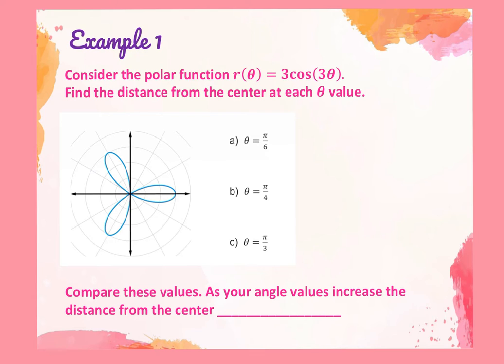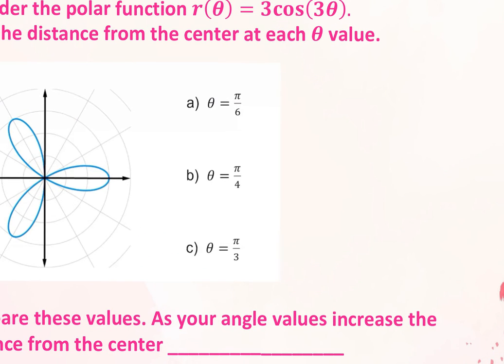You're going to consider the polar function r of theta equals 3 cosine 3 theta. And then we're going to find the distance from the center at each theta value. Now, I already graphed it for you. You don't have to graph it fully, although at some points you will do that in the notes for this section. But what we're going to do is find the values at each of the thetas that are given. So it's pi over 6, pi over 4, and pi over 3. I'm just going to take those and plug them in.